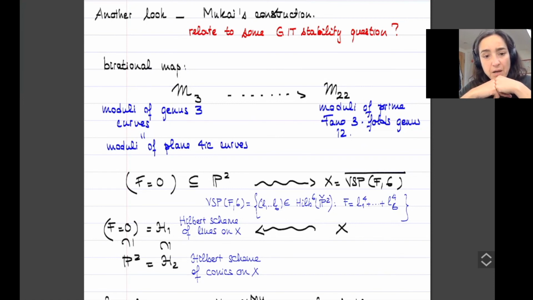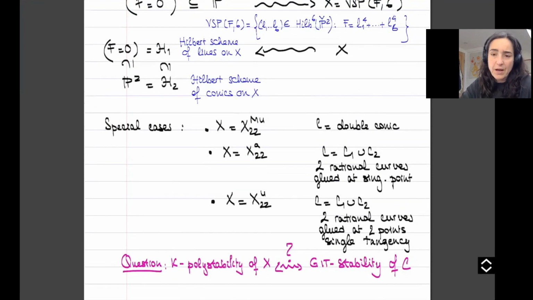quartic curves. So these are the 6-tuples of points in the Hilbert scheme of 6 points in the dual plane, such that F is the sum of 6 fourth powers of 6 linear forms. If you start on the side of the prime Fano of genus 12, then the quartic is actually the Hilbert scheme of lines in X, and the plane on which it lies corresponds to the Hilbert scheme of conics on X. And so you have these special elements that correspond to special curves in this moduli space.